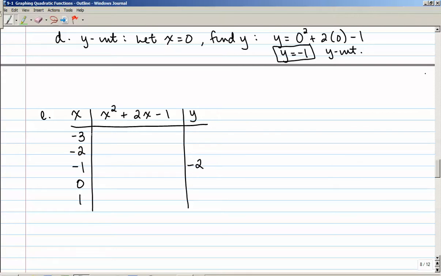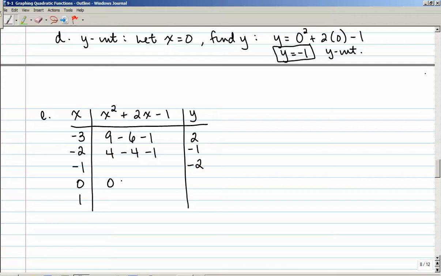And I'm not going to write out all of the steps, so we're going to do part of this in our head. So when x is -3, -3 squared is 9, and then -3 times 2 is going to be a -6, and minus 1, and that's going to give me y equals 2. When x is -2, -2 squared is 4, -2 times 2 is a -4, minus 1, and that gives me a -1. And I don't have to do it when x is -1, because I already did that to find my vertex.